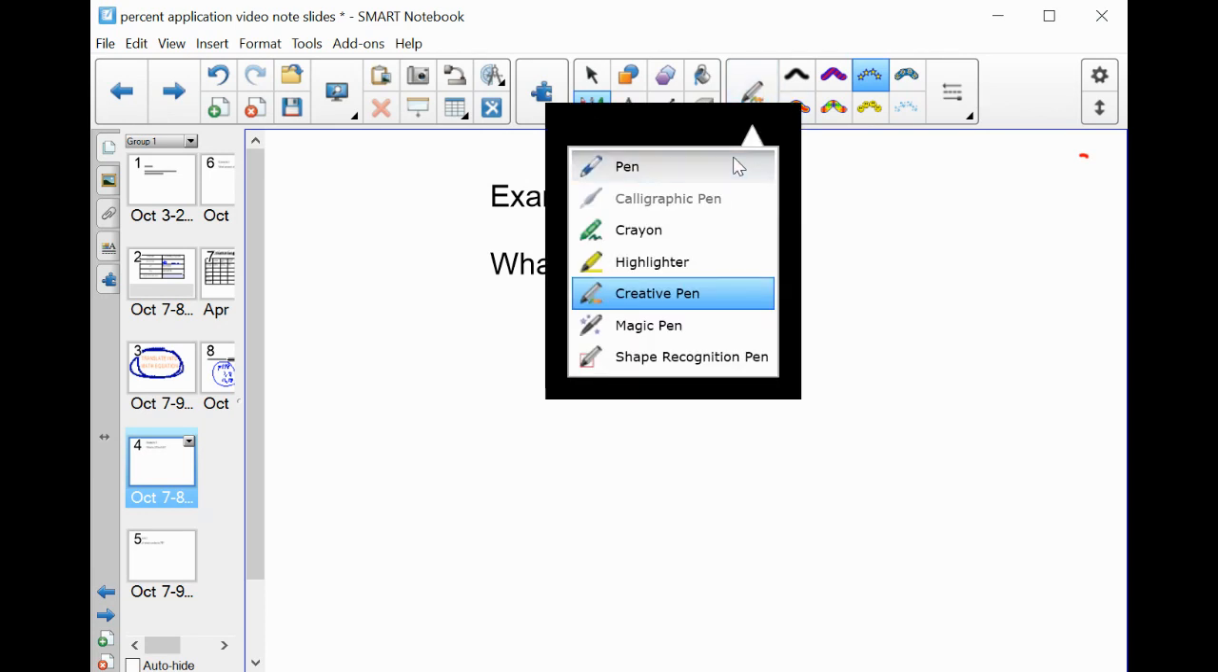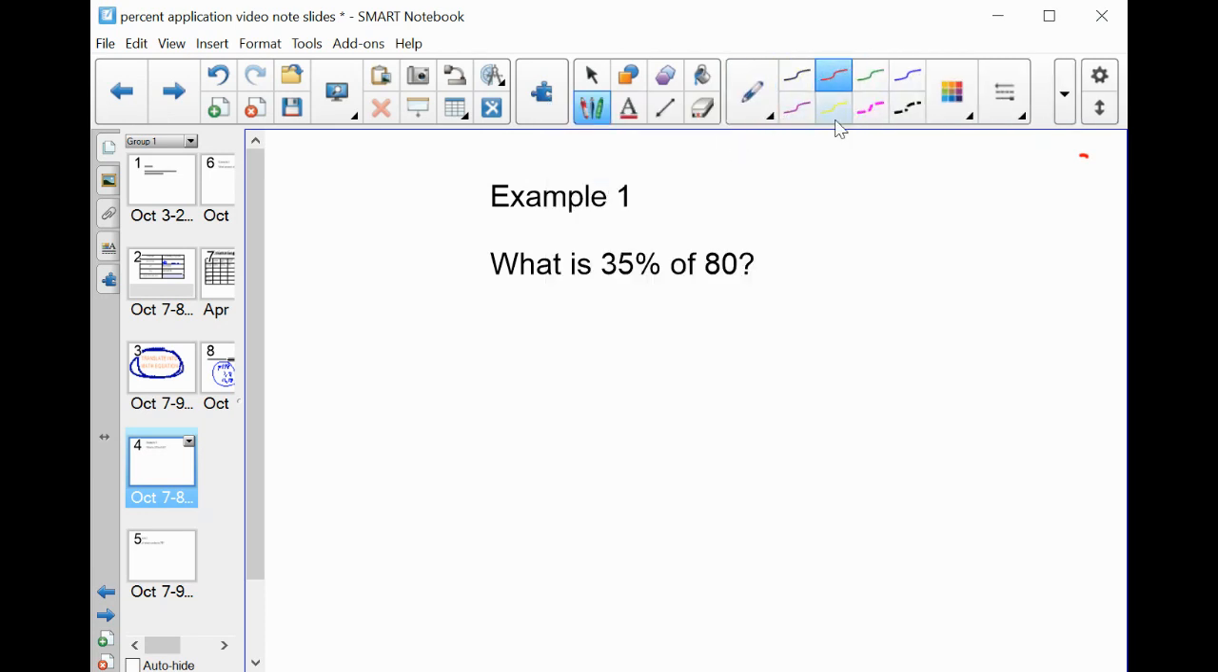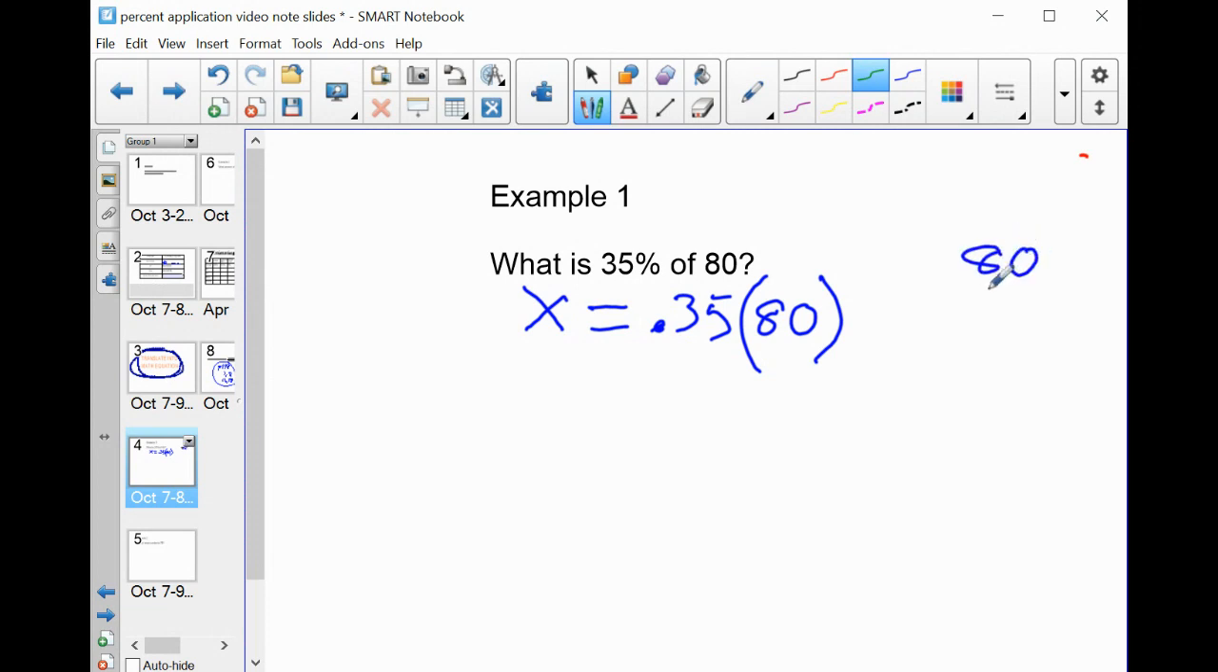Example 1 says, what is 35% of 80? So what is our variable? Is means equals. 35%, now I love fractions, but I'm going to use decimals in most of these because I'm going to be multiplying by integers, so it's just going to be easier. 0.35, of means to multiply, and then 80. If I don't know that off the top of my head, I'll just do my side work. 80 times 0.35.